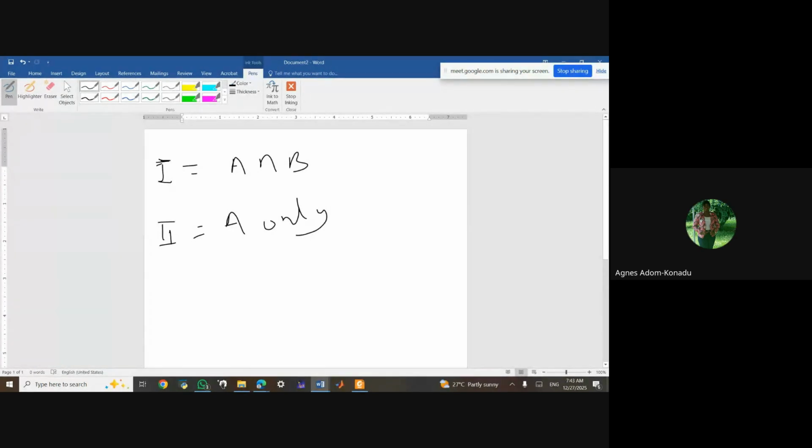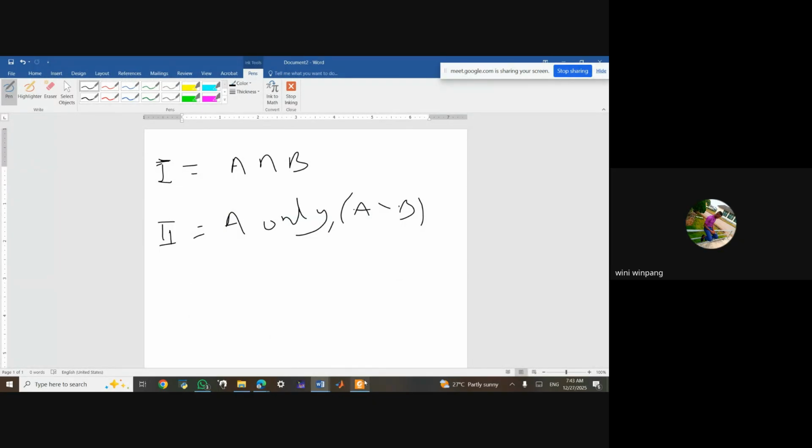Gifty. We've not mentioned A minus B here. We don't have A only. A minus B, A difference B, A only. Somebody is saying A only, somebody is also saying A difference B. Okay, so we have two. Is that all or any other alternative solution?